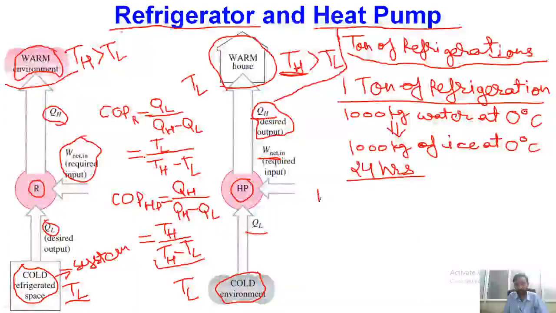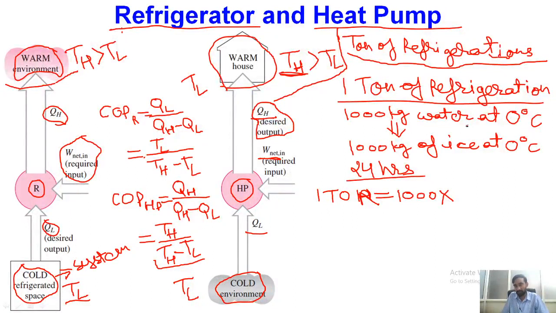Okay, so let me now write it in mathematical form. 1 ton of refrigeration will be equal to the mass of the water, so how much mass are we having? 1000 kg of water. When we have to convert water at 0 degree Celsius into ice at 0 degree Celsius, we have to remove heat. How much heat do we have to remove? The heat which is equivalent to the heat of fusion.